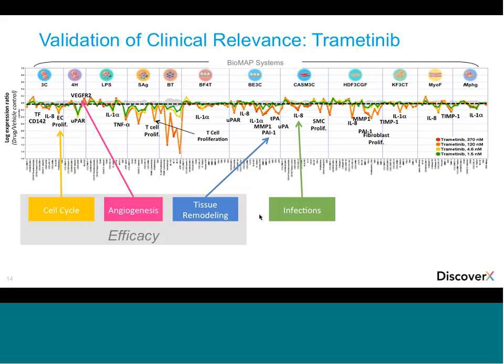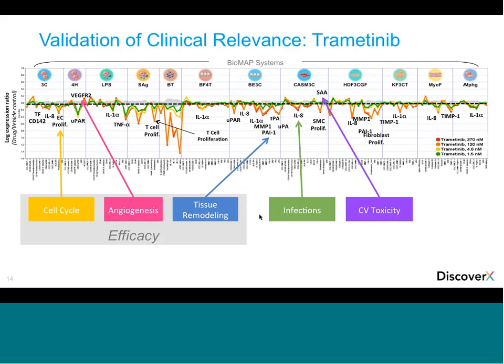We see inhibition of a number of acute pro-inflammatory biomarkers, IL-1, TNF, and IL-8, as well as inhibition of T cell activities. These are all proteins and biomarkers that are involved in fighting off infection. And we do know that patients who are taking trametinib are at increased risk of infection. And so we also see the activities in the profile.